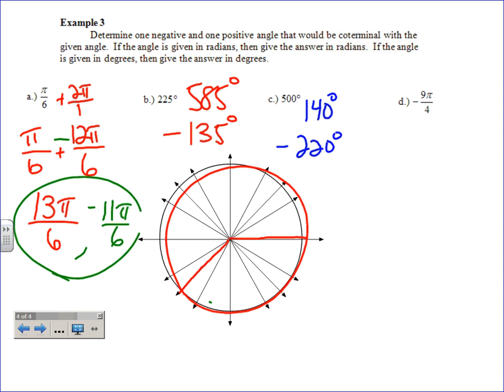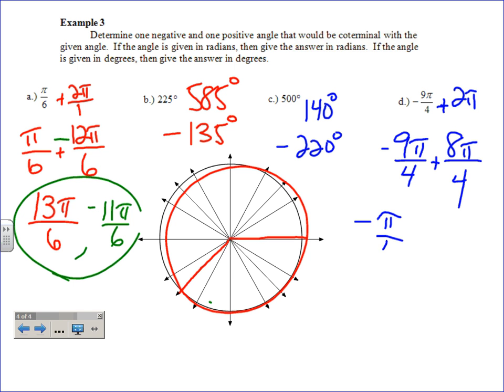Okay. Now again, for negative 9 pi over 4, well, that's more than 2 pi, isn't it? So what I would do is just add 2 pi to that. But again, adding 2 pi, well, that's not going to work out too well. So let's add, well, we need 4 on the bottom, so yeah, 8 pi. If you take negative 9 pi over 4 and add 8 pi over 4, you get negative 1 pi over 4 or negative pi over 4.